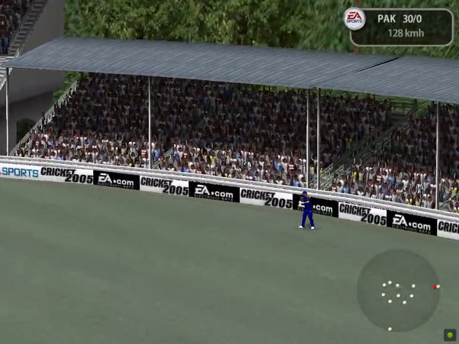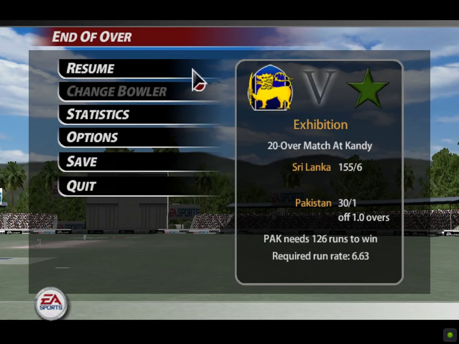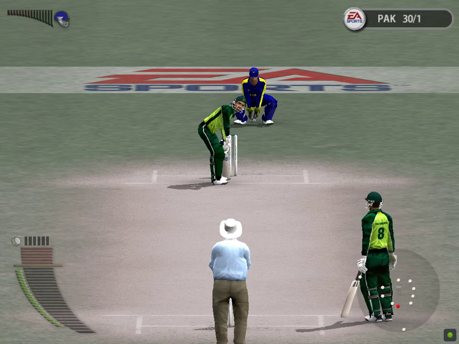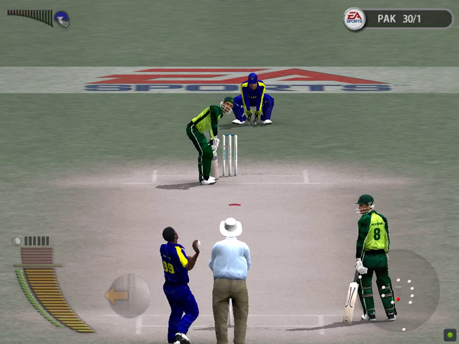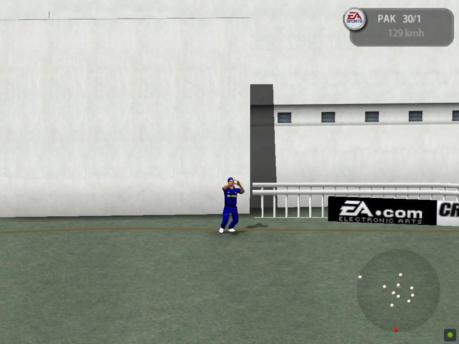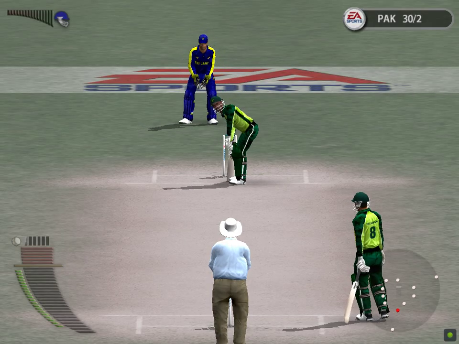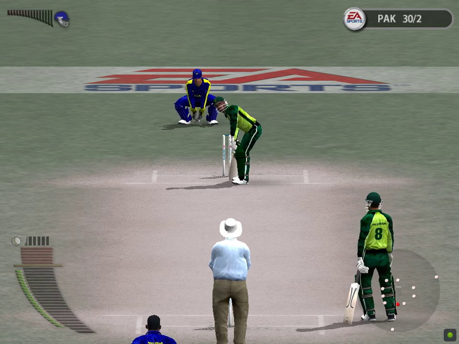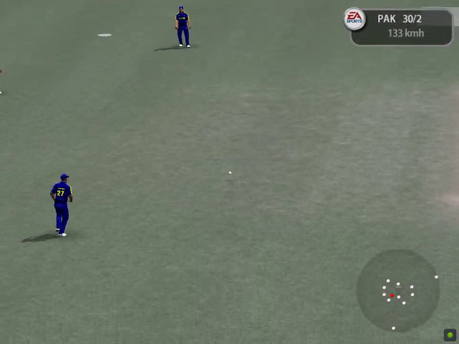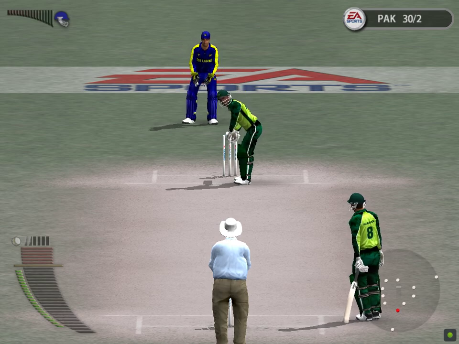Swept away. This was how the wicket fell. Kofi Kumar is now on strike. Yusuf Yohana facing. It's straight at Jayawardena. Yusuf Yohana waiting at the striker's end.